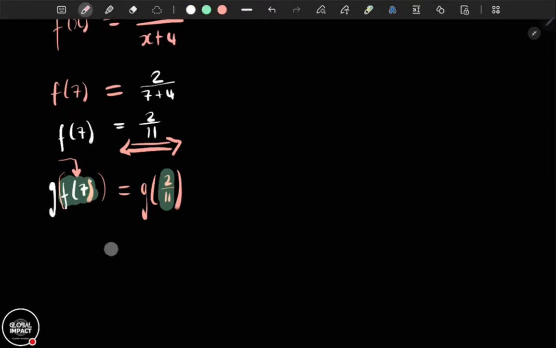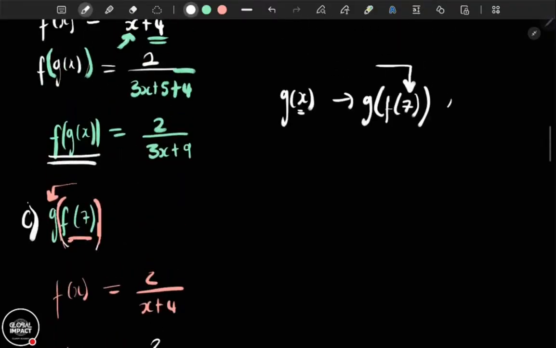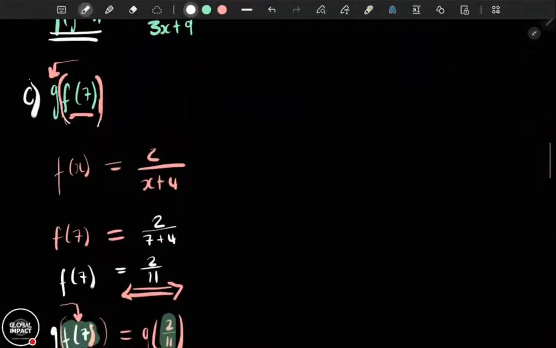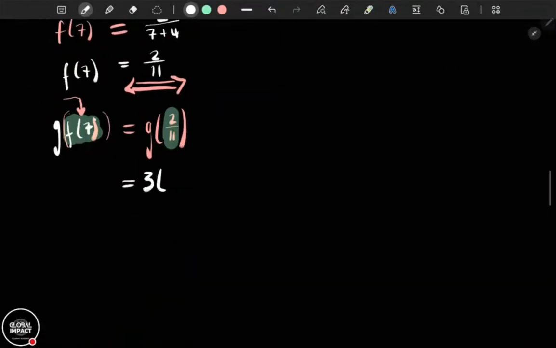So this is now going to be equal to, where was g? What is g of x? It's 3x plus 5. So wherever there is x, we are now putting 2 over 11. So it's going to be 3 times 2 over 11 plus 5. Then you can just finish it up. Remember, put it in the calculator if it's a calculator paper. So you say 3 open bracket 2 over 11 close bracket, plus 5. We get an answer.